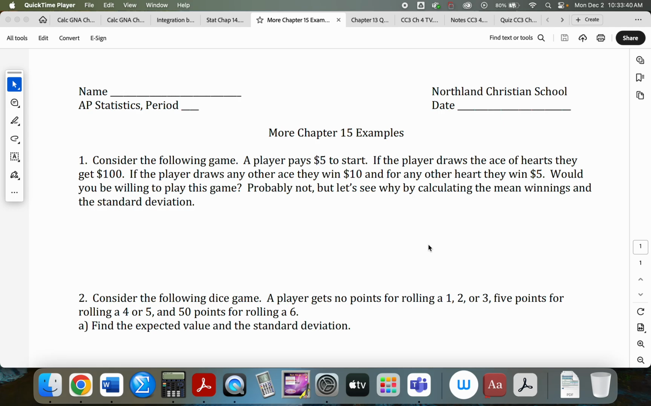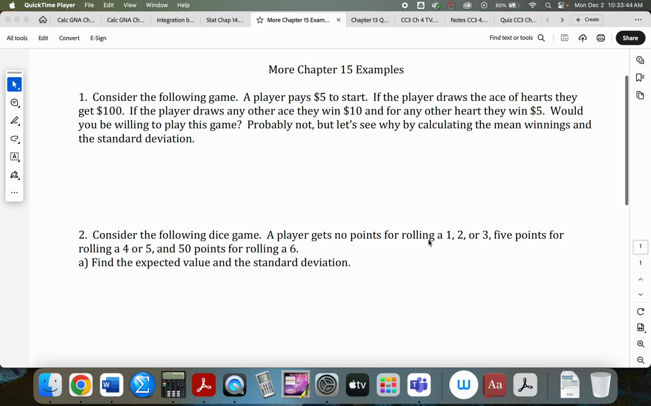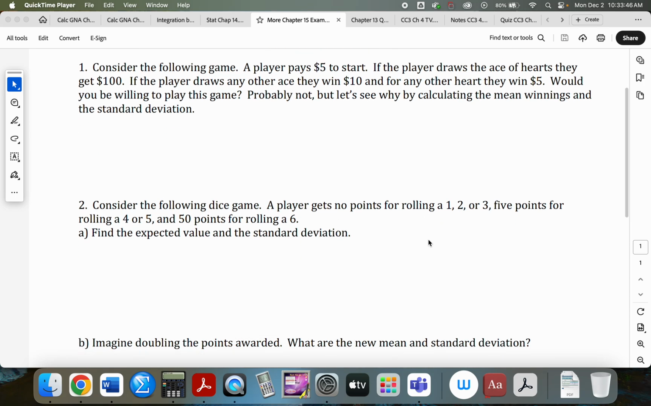So let's look at the following examples. I probably should have started off with number 2 because it's easier. Actually, let's do number 2 first. Yeah, we can do that. Let's do it then. All right, so consider the following dice game.